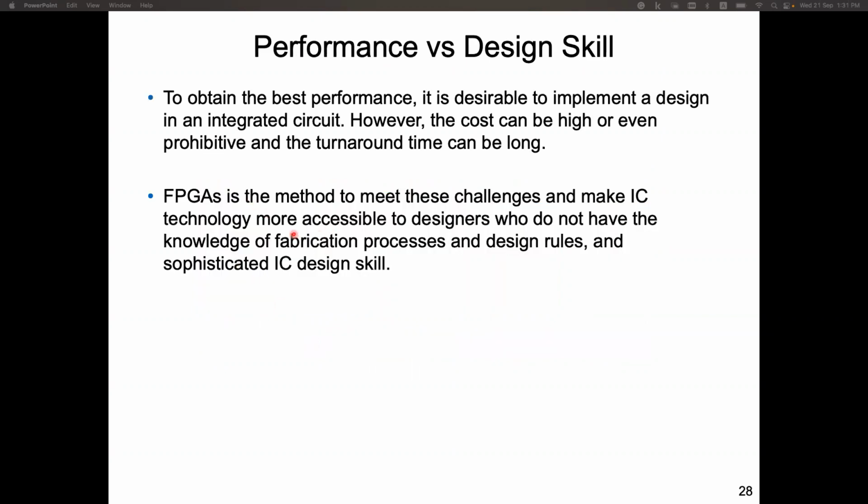So FPGA can make IC technology more accessible to designers who do not have the knowledge of fabrication processes and design rules. And for those designers who lack the sophisticated IC design skills. And that's the approach. FPGA is the approach for our course, for you.